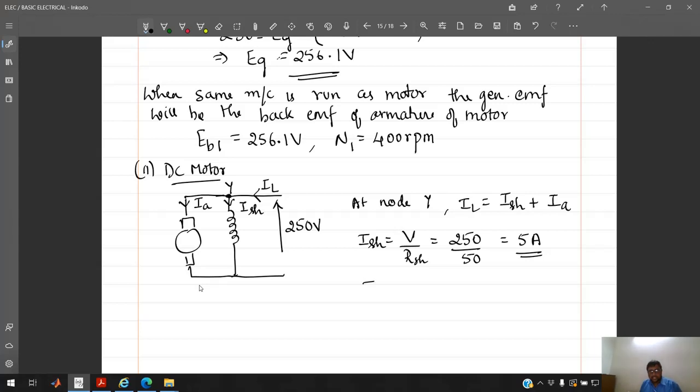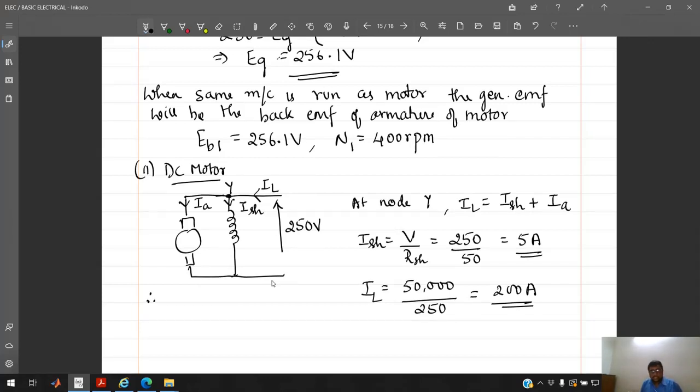Similarly, you can write IL, which is nothing but the line current. Power is given, that is the same, 50,000 divided by 250. It is nothing but 200 amperes. So IL you have calculated, ISH you have calculated. Next you need to calculate the armature current.